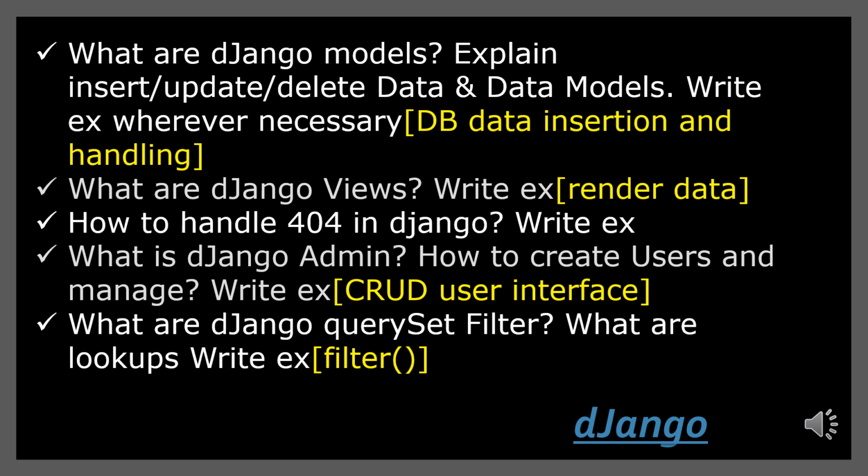The last one is, what are Django queryset filters? What are lookups? These are the main filter options they are asking for. What filter options are available? How do we filter the queries? Everything we need to explain in detail.